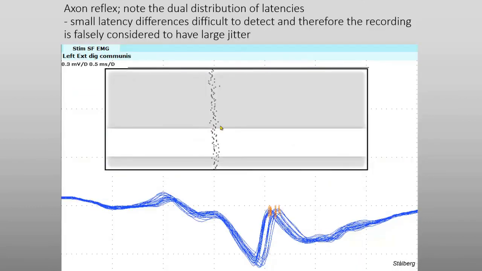When the reflex arc is long, the jumps are easily seen, but the reflex may be very short, and now the dual latencies are difficult to detect. And here is the distribution of latencies of the response. And when we superimpose, we may here and there see a clear dual distribution, but it's not so clear overall. And this could easily have been misjudged as an increased jitter.